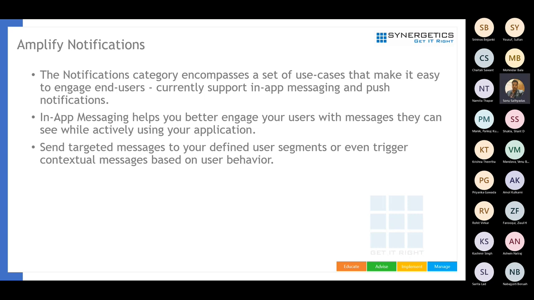Send targeted messages to your defined user segments or even trigger contextual messages based on user behavior. So you can send the messages to specific user functionalities or enable specific features only. Okay, I want to send the messages only for a particular type of conversations or requests. So that you can configure within your Amplify Studio.